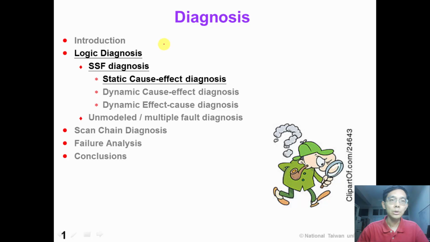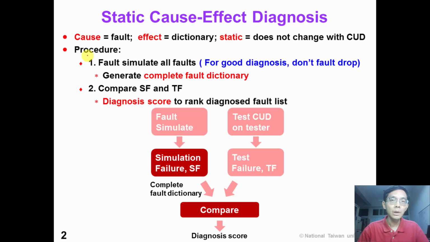Today we are going to introduce the first single stuck-at fault diagnosis technique, the static cause-effect diagnosis. We call this a cause-effect diagnosis, where the cause is the fault and the fault effect is recorded in a dictionary. We call this a static diagnosis because the dictionary does not change with our circuit under diagnosis. In static cause-effect diagnosis, we have two important steps.